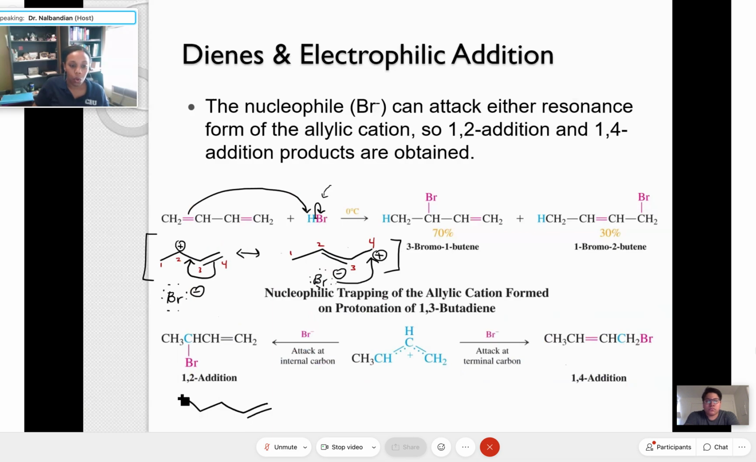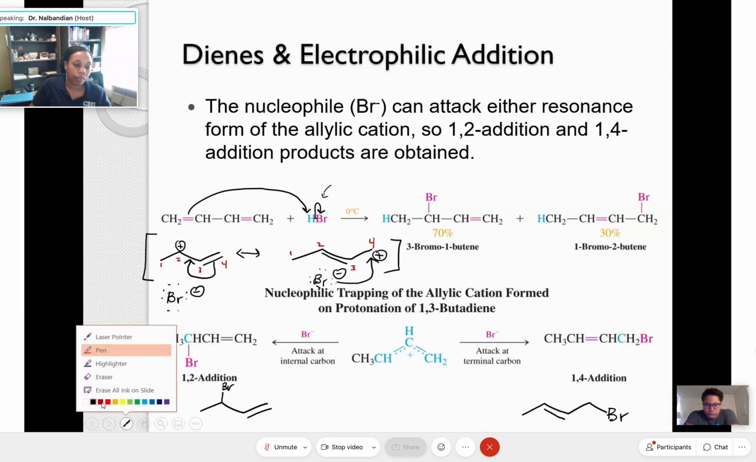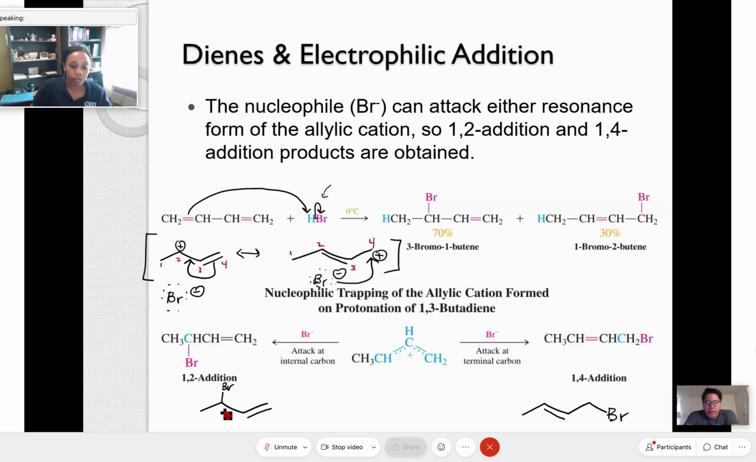So one product where we have added our bromine here, and one product where we've added our bromine here. These are the same carbons, carbons 1, 2, 3, and 4, but where the bonds are, that is what has changed. So we can either have the bromine added to carbon 2 or the bromine added to carbon 4.